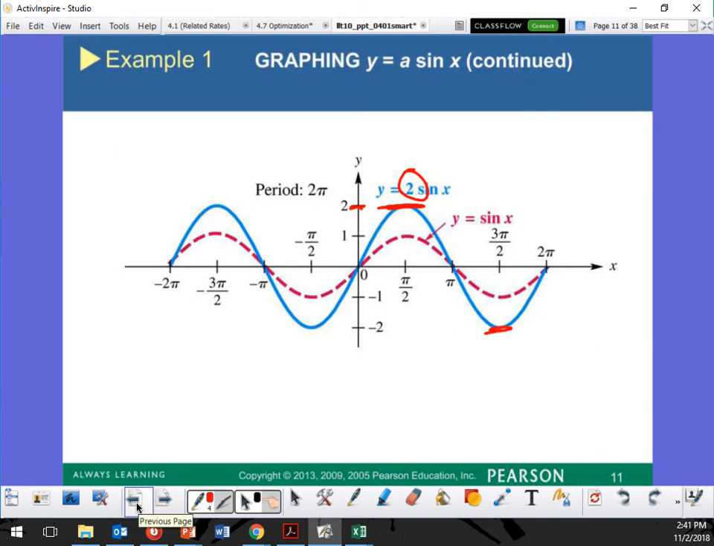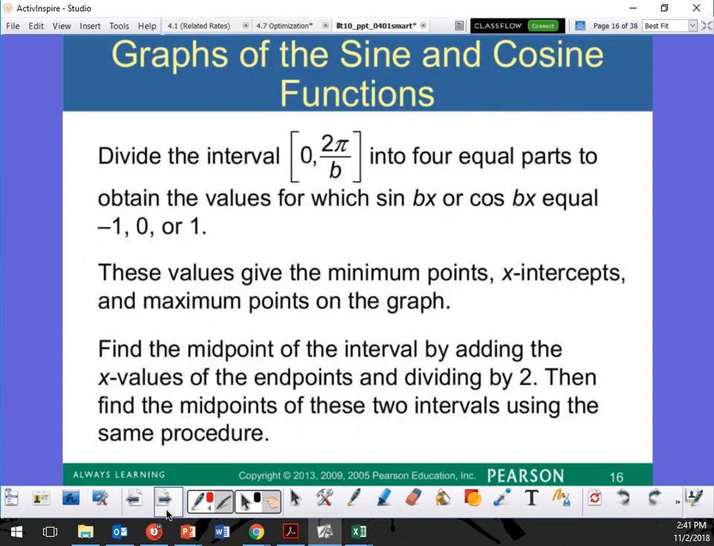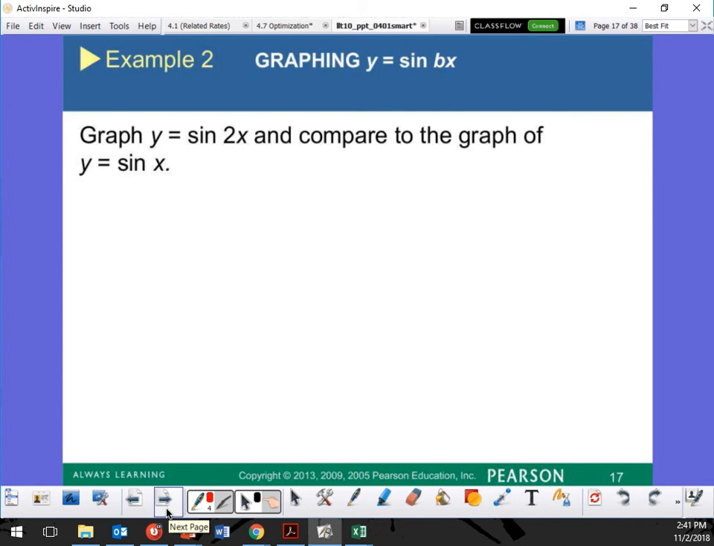What's the amplitude here? We multiplied everything by what? We multiplied everything by 2. The amplitude is in front of my number. Okay, amplitude. What's the amplitude here? Sine 2x. It's 1.